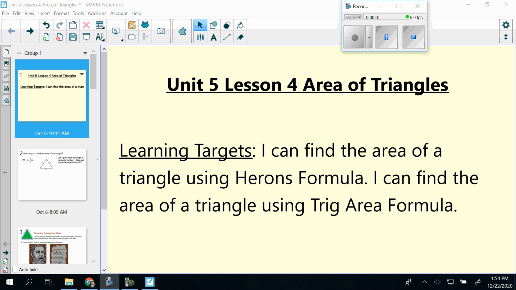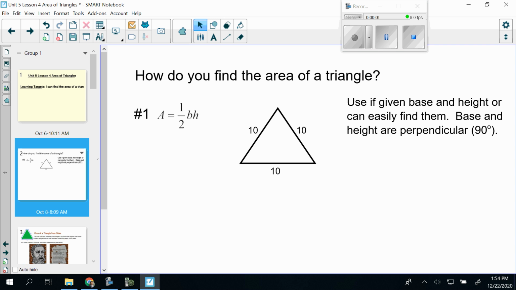All right, today we're going to look at ways you can find area of a triangle using trig and also a new formula. So how do you find area of a triangle? You've seen that before, probably since elementary school, that you want to take half the base times the height. If the base is known, definitely use it.